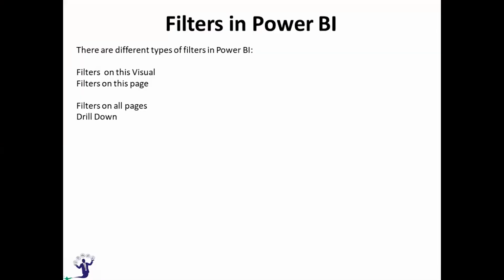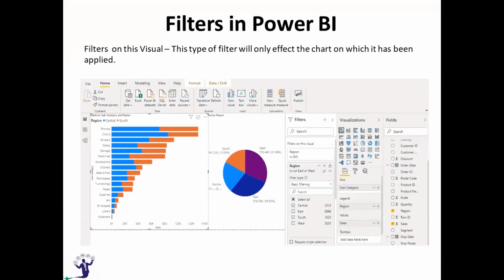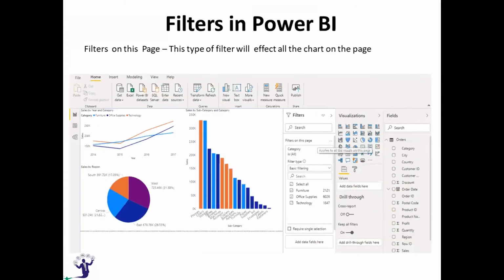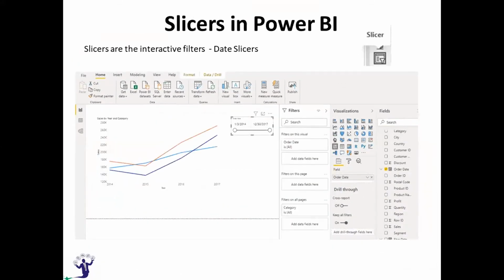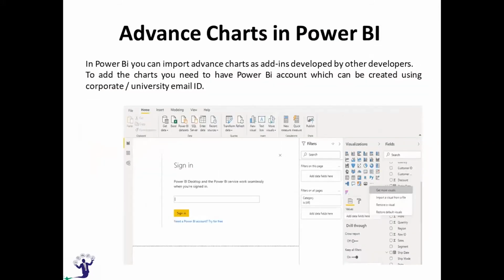So we have talked about the filters on these pages, that is, different types of filters: filter on the visual, filter on the page, filter on all pages, drill through. We have talked about the different types of slicers: text slicers, date slicers, numeric slicers, right?